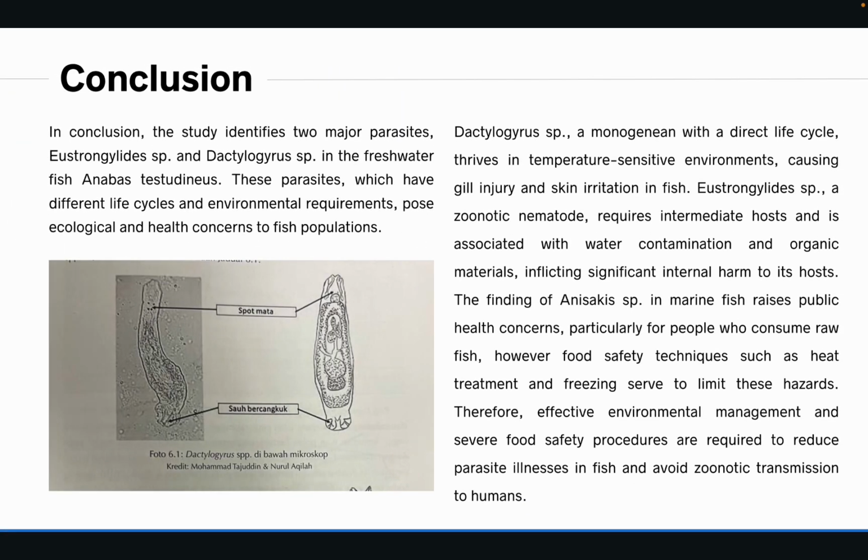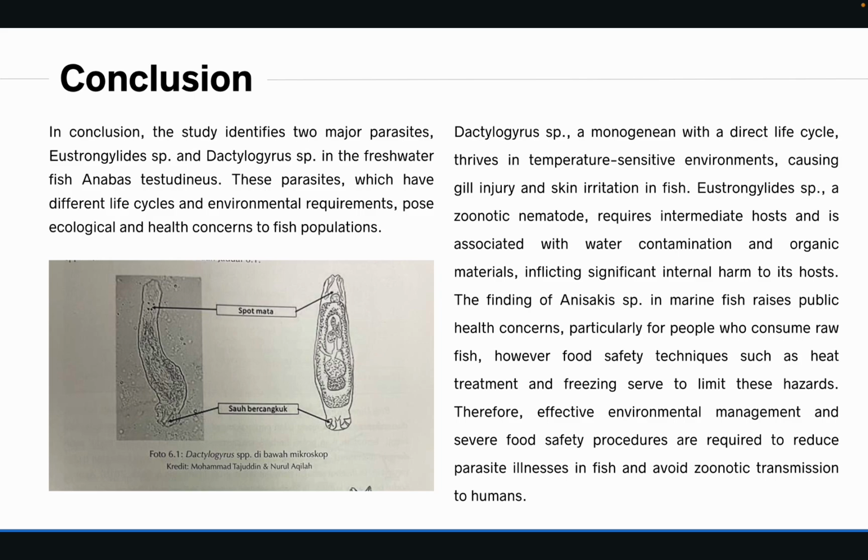In conclusion, the study identifies two major parasites, Eustrongylides species and Dactylogyrus species, in the freshwater fish Anabas testudineus. These parasites, which have different life cycles and environmental requirements, pose ecological and health concerns to fish populations. Dactylogyrus species, a monogenean with a direct life cycle, thrives in temperature-sensitive environments and causes gill injury and skin irritation in fish. Eustrongylides species, a zoonotic nematode, requires an intermediate host and is associated with water contamination and organic materials, inflicting significant internal harm to its host.